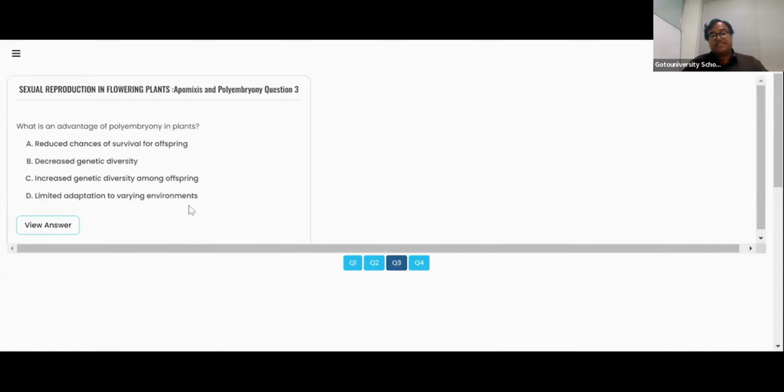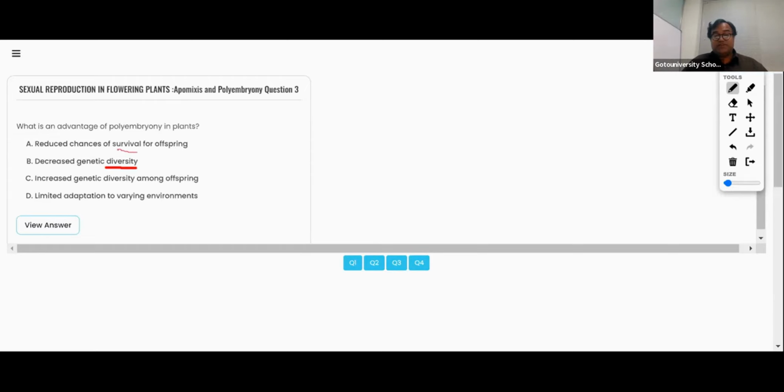So what is the chance for the polyembryo in the plant? This question I am giving for all the students to narrate in due time. Reduced chance of survival of offspring, decreased genetic diversity. Indirectly we are talking about variation. How many varieties of jasmine, if you're going to India, specifically in UP, Andhra, Tamil Nadu, you can see so many varieties and sizes and shapes of jasmine, right? Different varieties of coconuts, different varieties of apple we are observing. So genetic diversity means variation, okay?